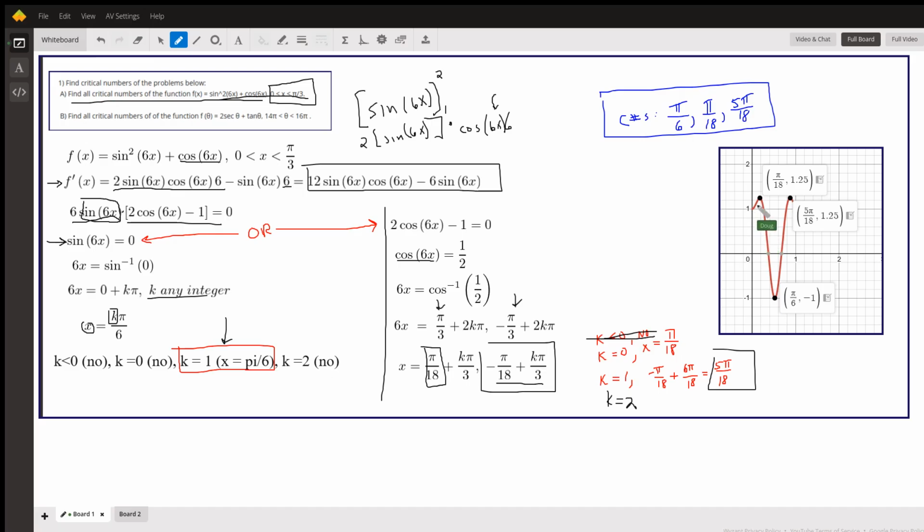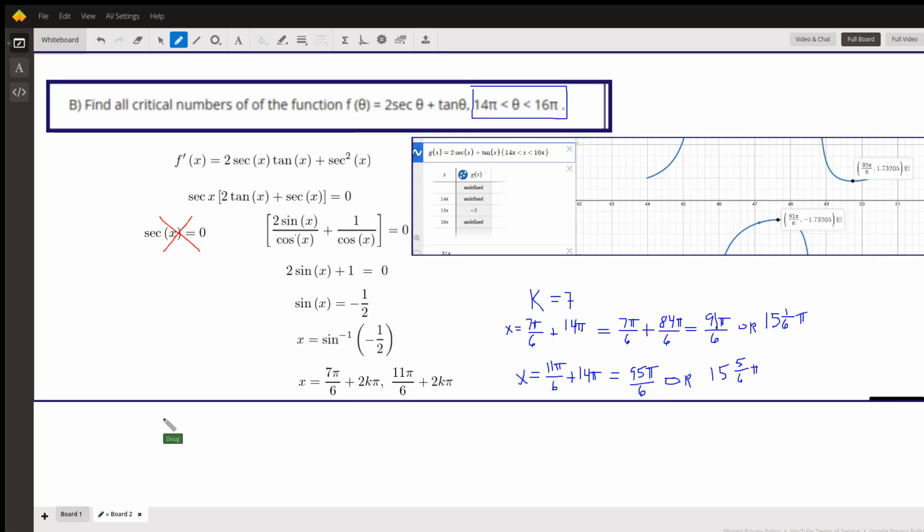Here's the graph of that function. On the interval from 0 to pi over 3, there's your critical numbers. That's where the slopes of the tangent lines are 0. So there's your critical numbers right there. On board 2, I've done a similar thing for this function, although I've replaced theta with tangent of theta on the whiteboard. The derivative is 2 secant tangent plus secant squared.